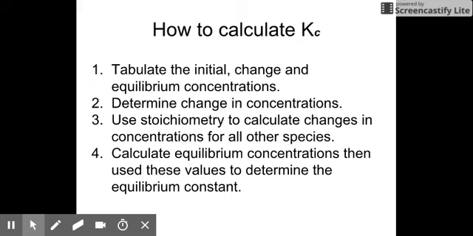So I will be showing you two examples in this particular video. I want you to pay attention and please prepare your notes so you can solve them yourself.